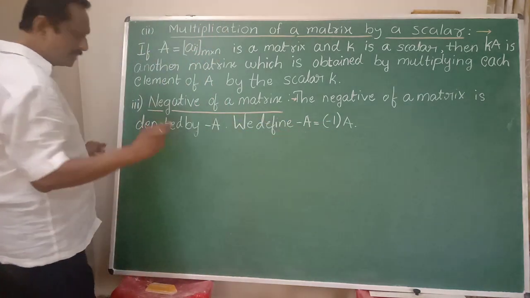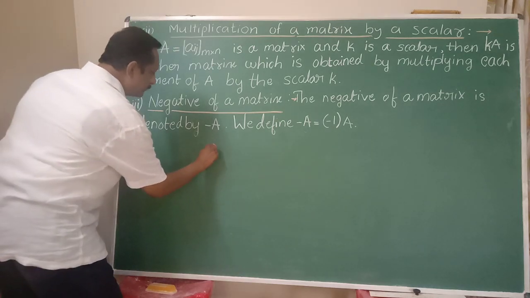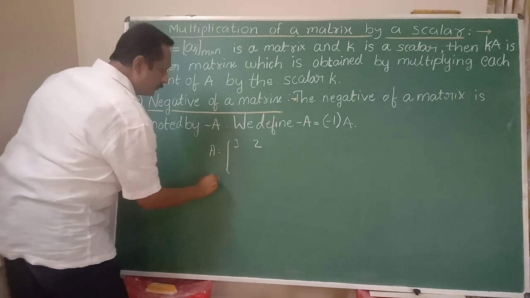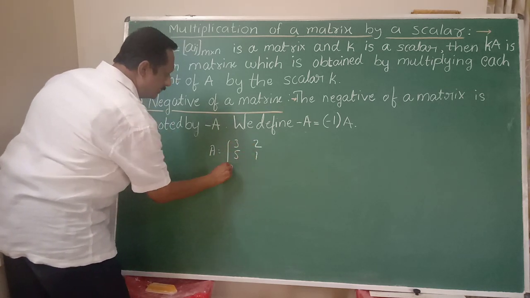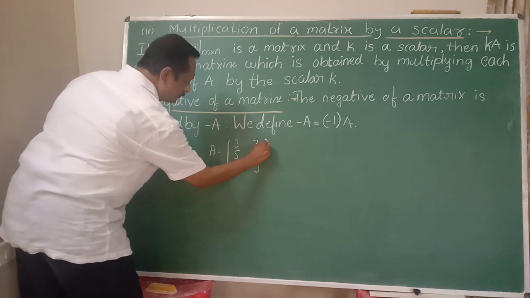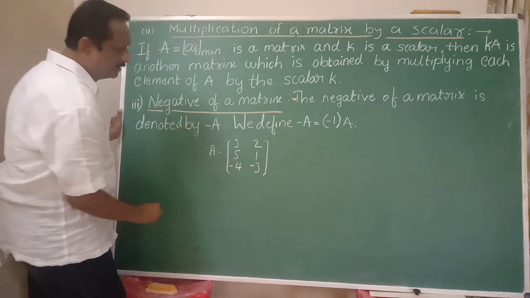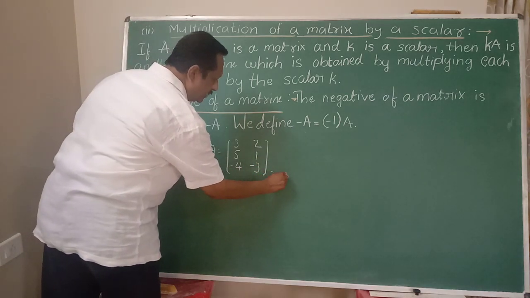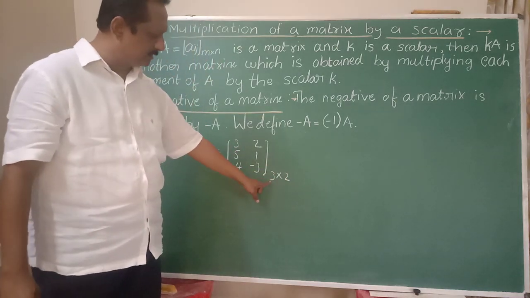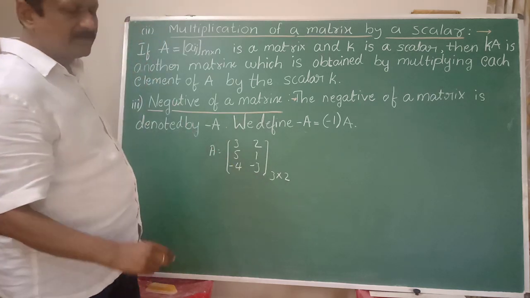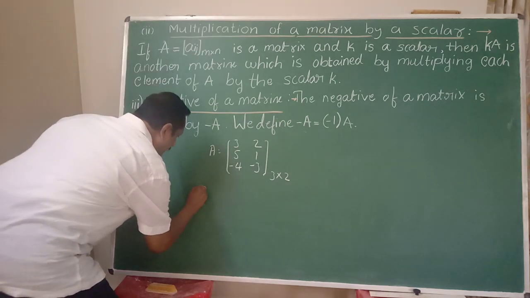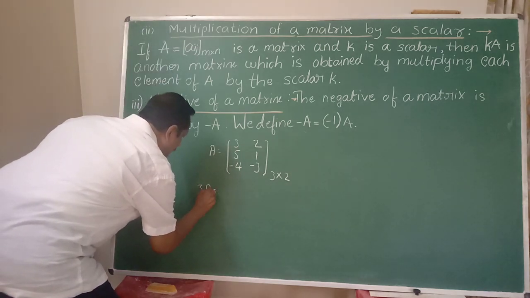I am taking one example here. Consider A is equal to 3, 2, 5, 1, minus 4, minus 3. It is one matrix, and its order is 3 into 2: 3 rows and 2 columns. I am taking one scalar quantity, 3. Three is a scalar quantity. Therefore, I am multiplying 3 with this matrix.